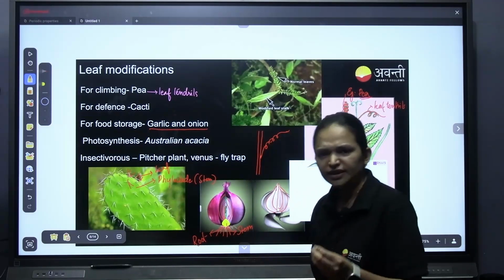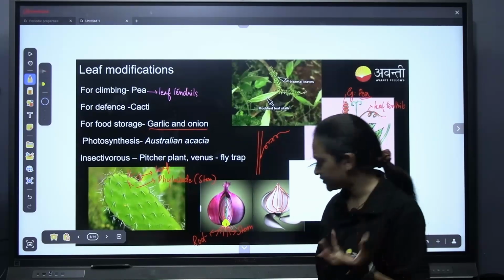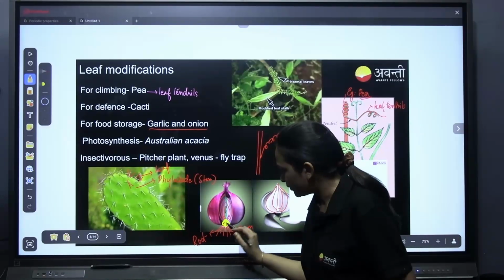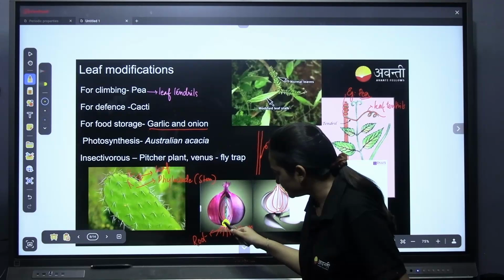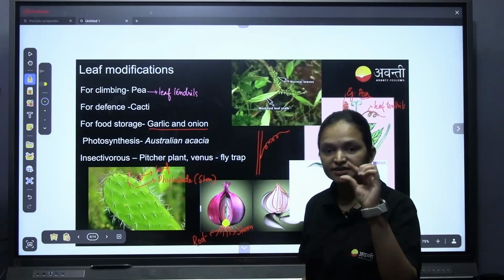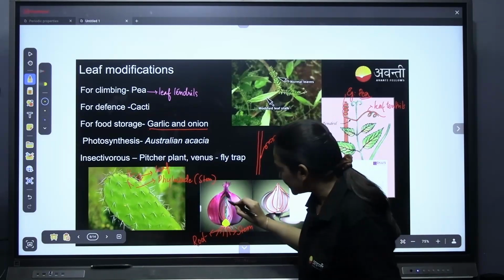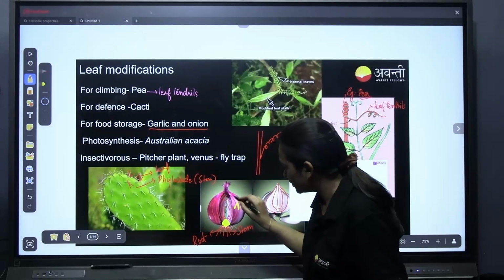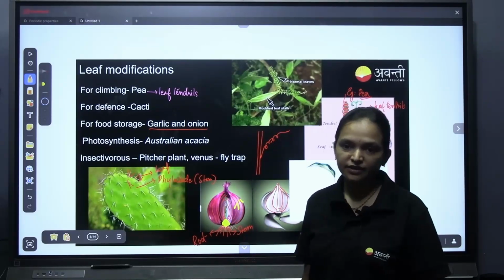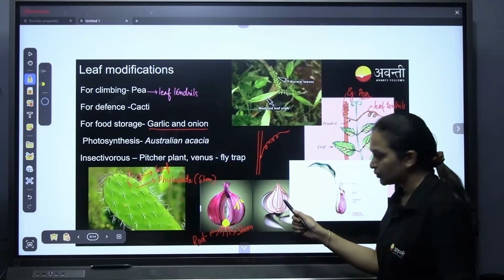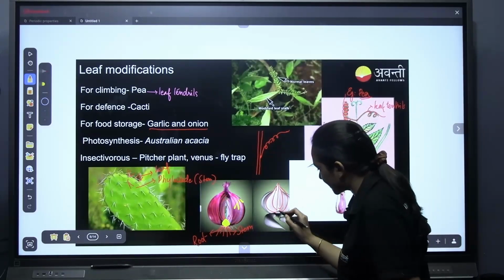The roots in onion: if you go to the kitchen and just see, there will be roots coming out of it, that is root. And the white part here, you see, that is a condensed stem, that is the stem. And these things, the fleshy part which you eat, that is leaf modification, for the storage of food. The same holds true for the garlic also.